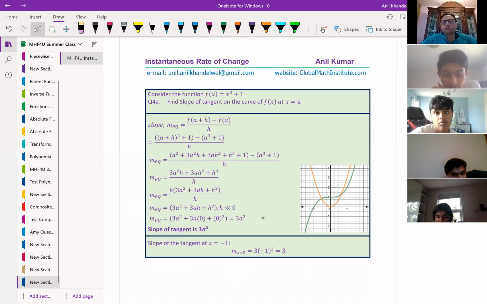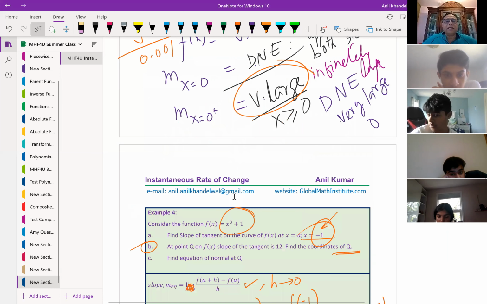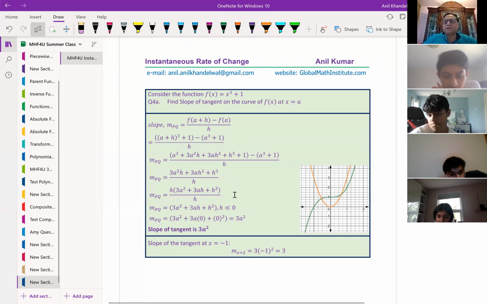We are going to end our class at this moment. Perfect. And this is the last question which we have to do. So you have to solve this particular part of the question, A, B, and C. Part of the solution is given here.